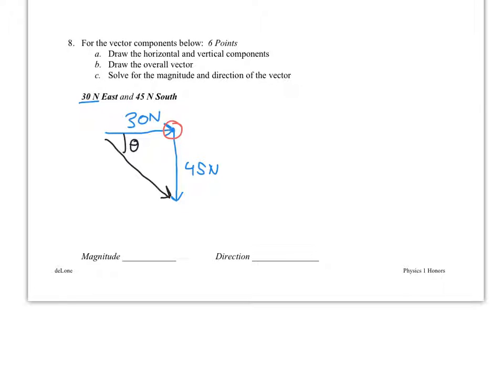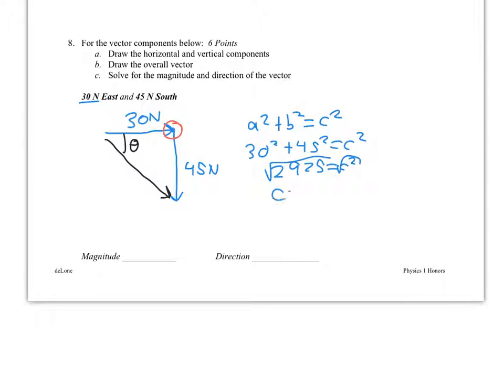So in order to get the hypotenuse, I'm going to say a squared plus b squared equals c squared. So 30 squared plus 45 squared equals c squared. That means that c squared is going to be 2,925. And when I solve for that, taking the square root, I end up getting that my hypotenuse here is 54.1 newtons. All right, so that is the magnitude of that vector. I'm now going to go ahead and solve for the direction. Like I said, that really means find that angle.